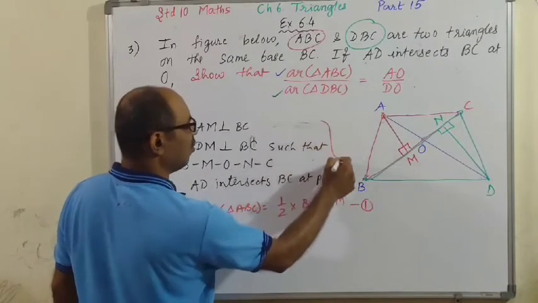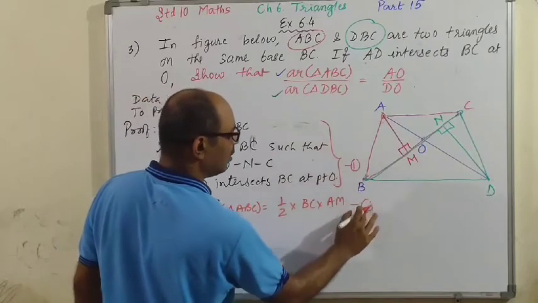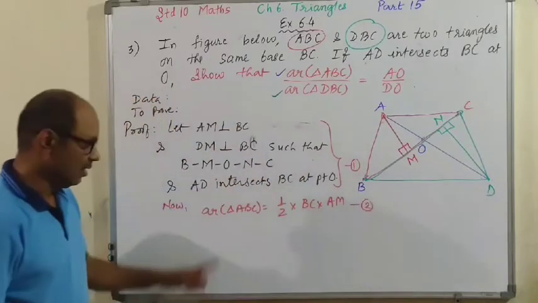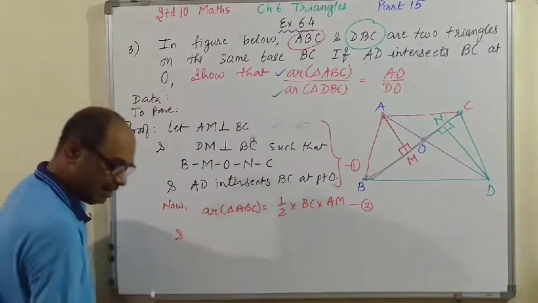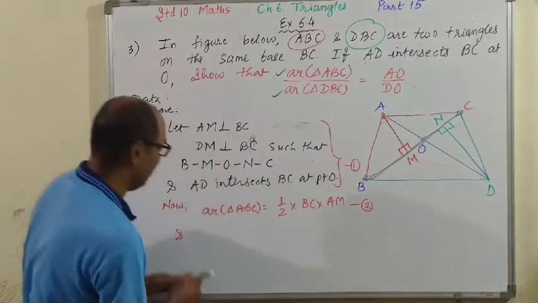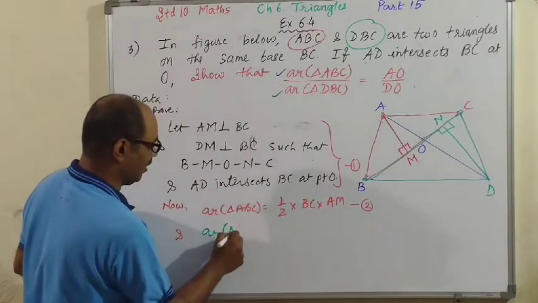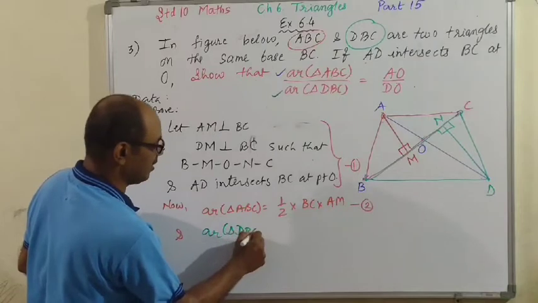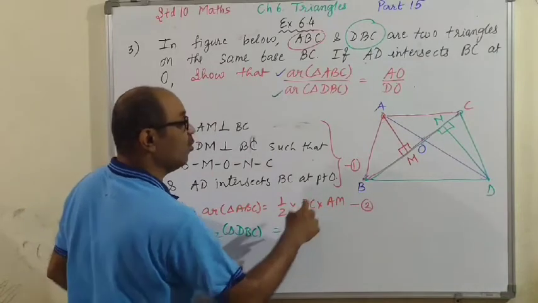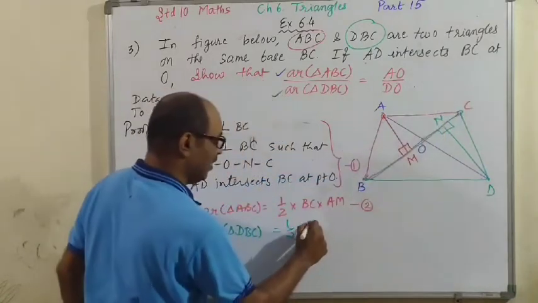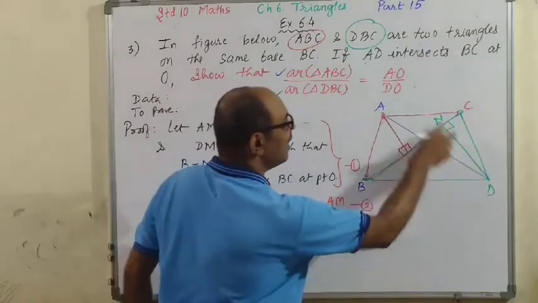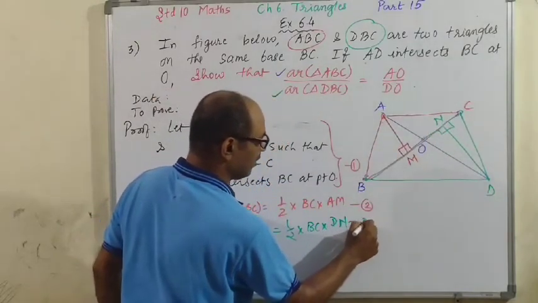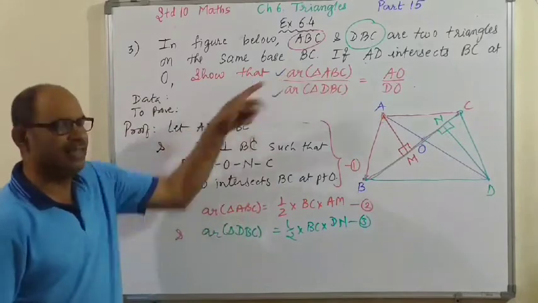Okay. I'll say the whole thing is result 1. Whenever we need, we can use it. Now this is result 2. And area of the green triangle, that is DBC, that is half into its base BC into altitude DN. Result 3. Fine, you take the ratio.